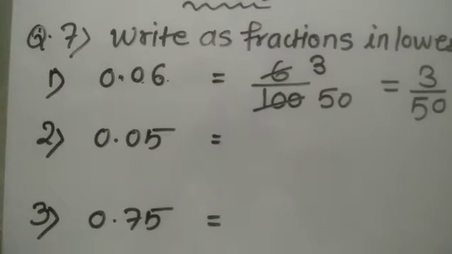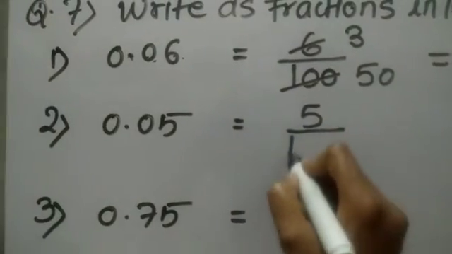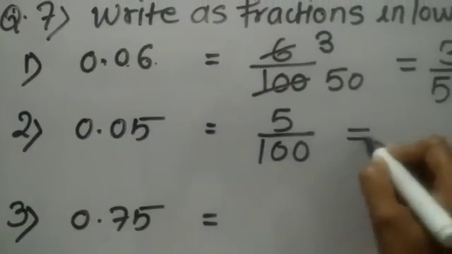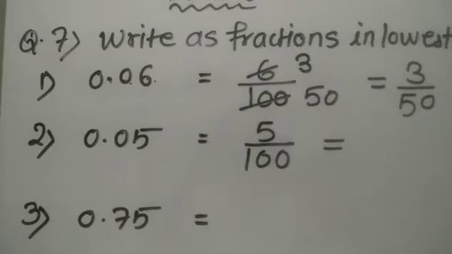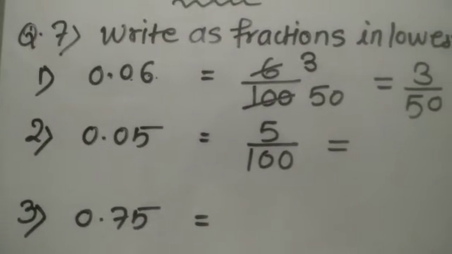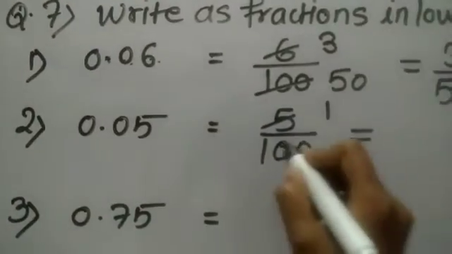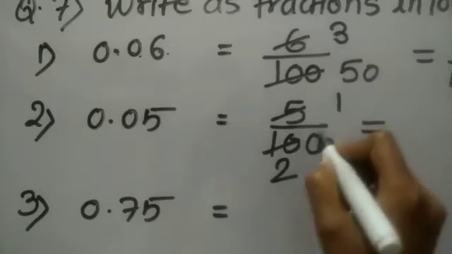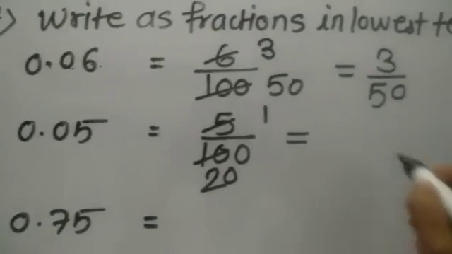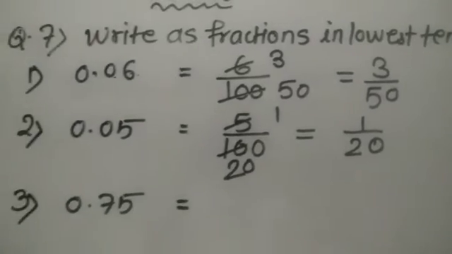Similarly, we can write 0.05 in fraction as 5 upon 100. Now 5 and 100 both are divisible by the number 5. So let us divide both numerator and denominator by 5. 5 ones are 5, 5 twos are 10, and this 0 will come at the end. Hence 1 upon 20 is the lowest term.